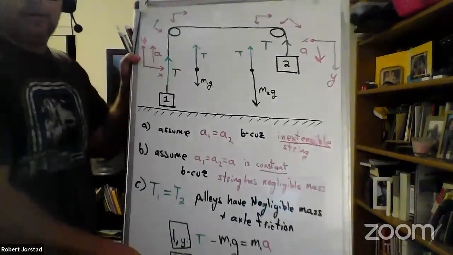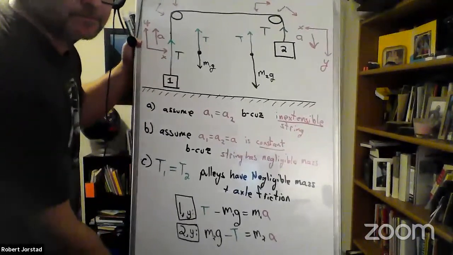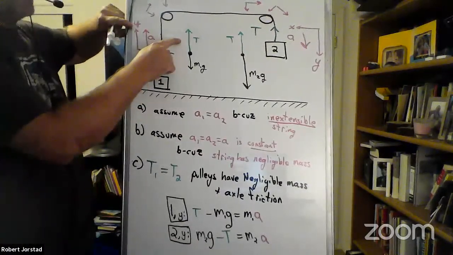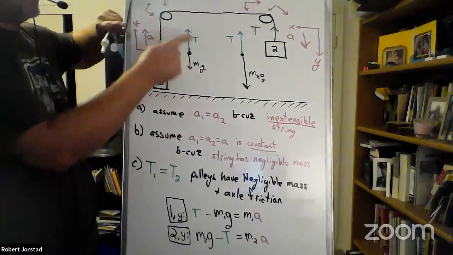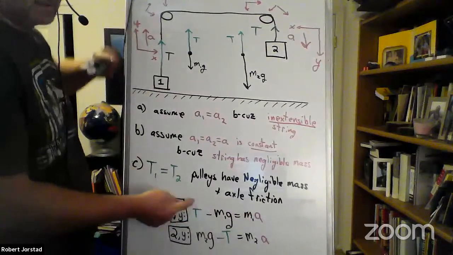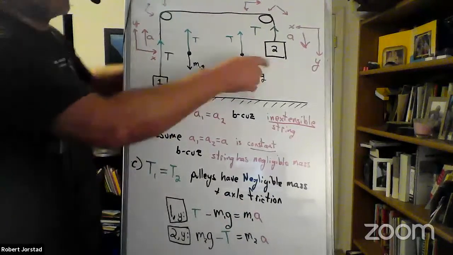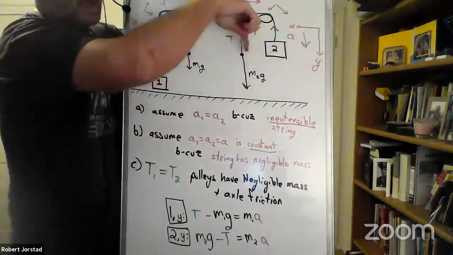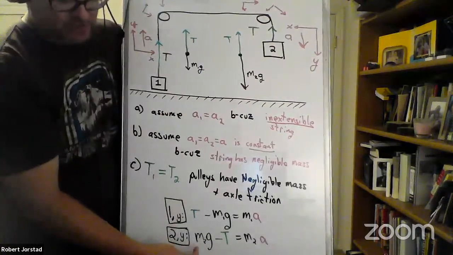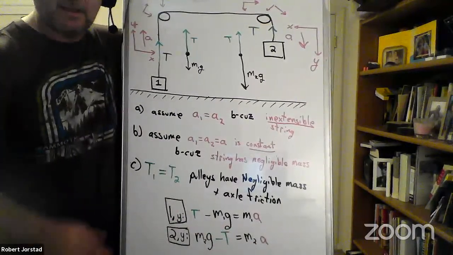Here's what I said. So notice the following. This one, Y is up. Tension is positive. Mg is negative. A is positive. Now let's go over to this side. Now down is positive. So Mg is positive. A is positive. And T is negative. Ma is positive.